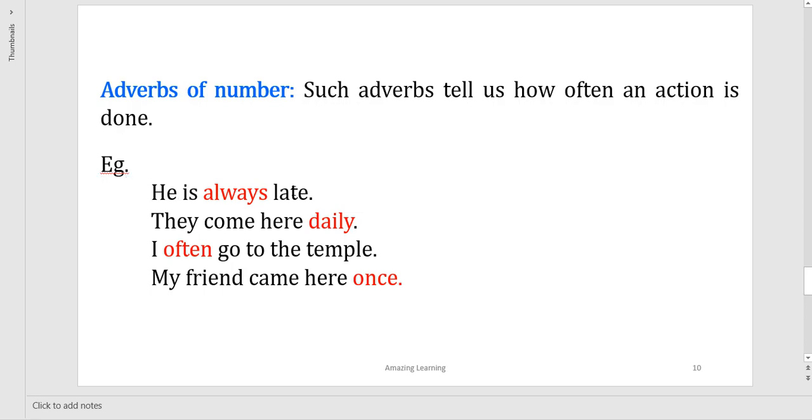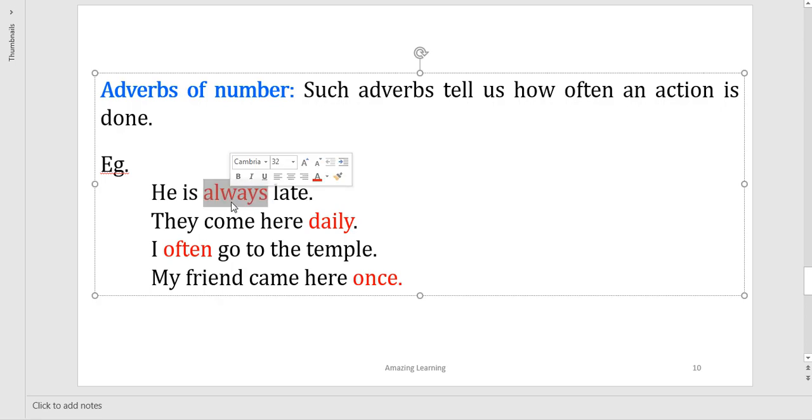For example, he is always late. So always is showing that the action he is performing is regular, right? Because of which always is here representing the number, frequency. They come here daily. When do they come? Daily. So here they actually come daily. This action is going to be performed regularly or more frequently, because of which this word is qualifying the action, and this is considered the adverb.